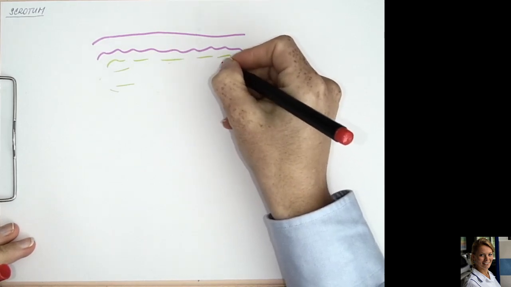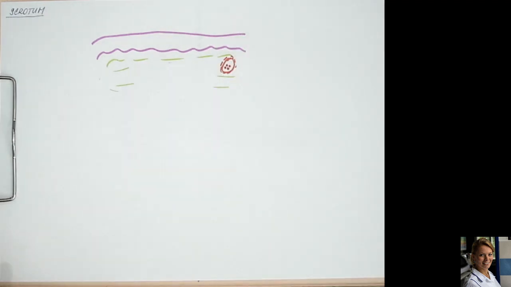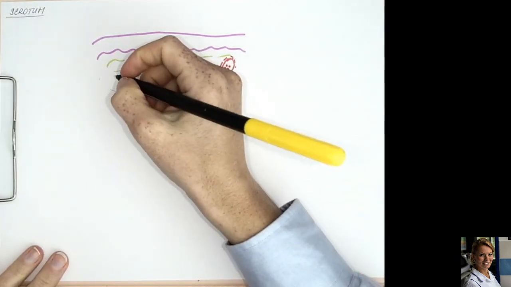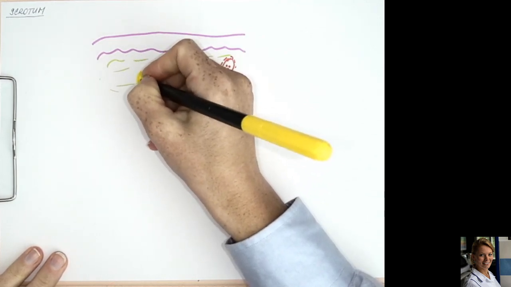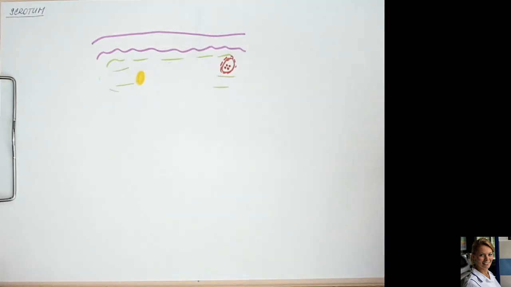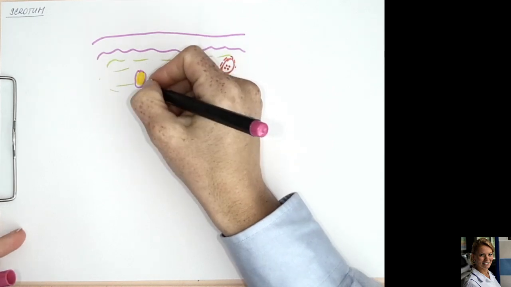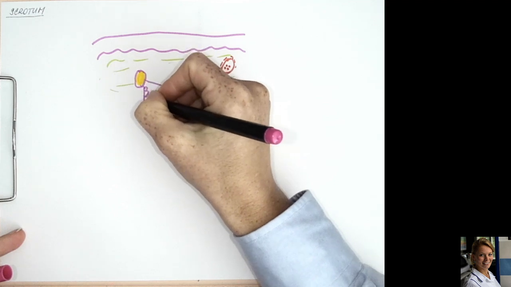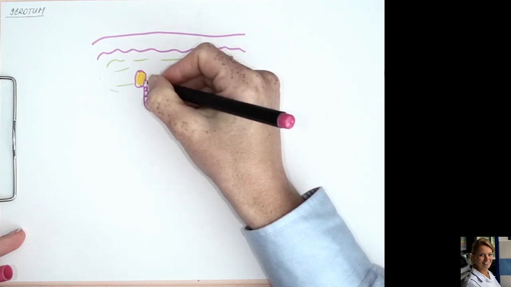Blood vessels with erythrocytes and skin glands. Holocrine sebaceous gland, which is associated with hair follicles. This is the hair follicle. And sebaceous gland, which produce oil.